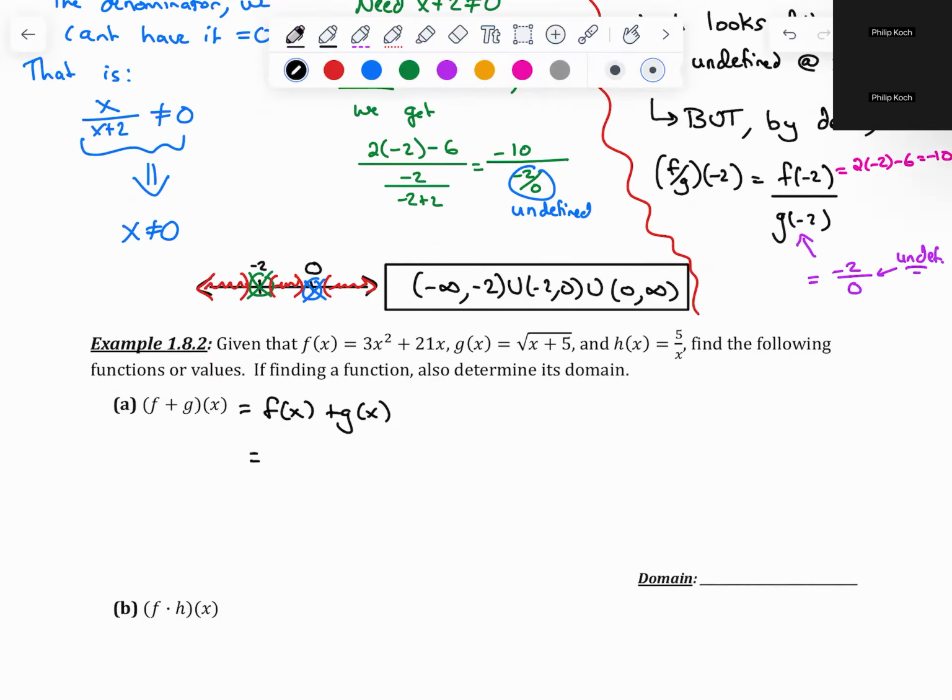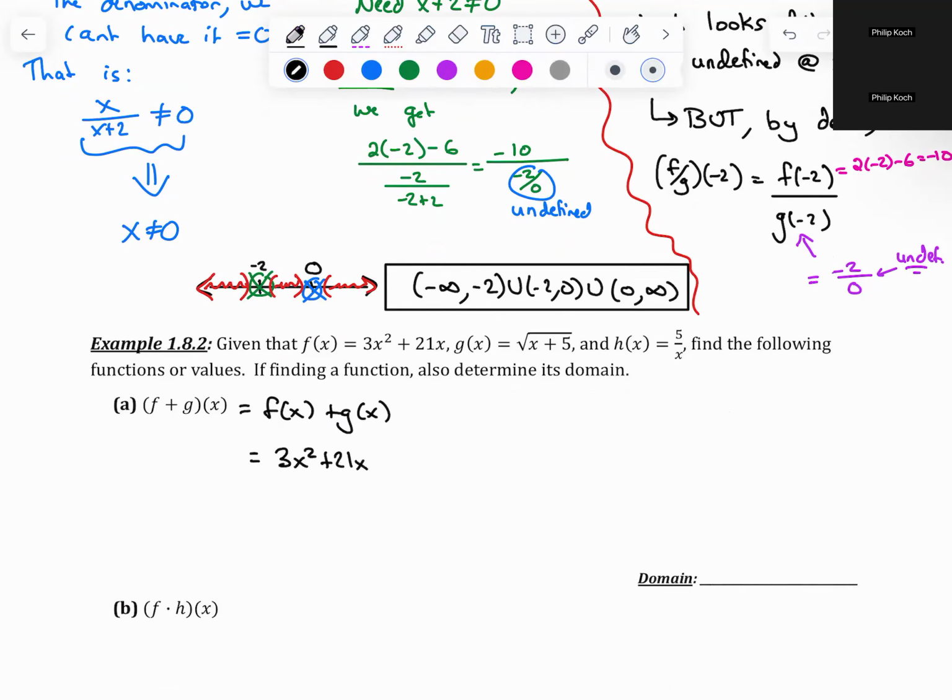And f of x is 3x squared plus 21x. And g of x is the square root of x plus 5. And there's not really much simplifying that can be done here. There's no denominator to get things into a common denominator. There's no way to really write 3x squared plus 21x as a square root without it being completely contrived and unnecessary. So that's as far as we can go.